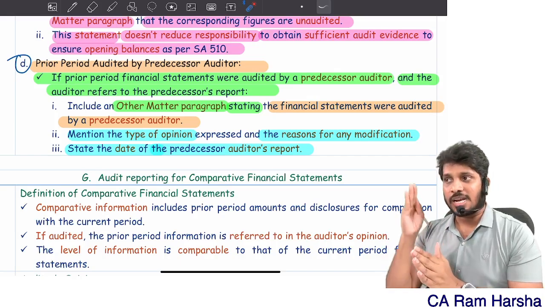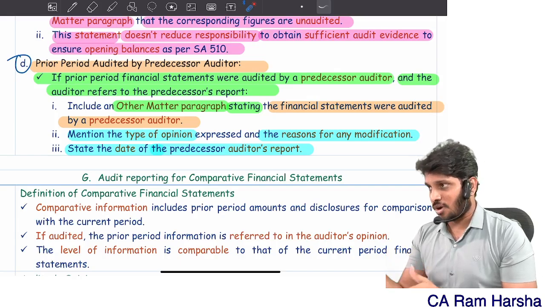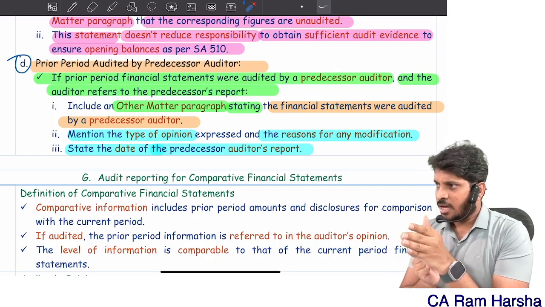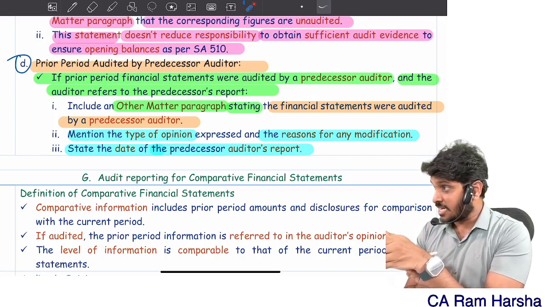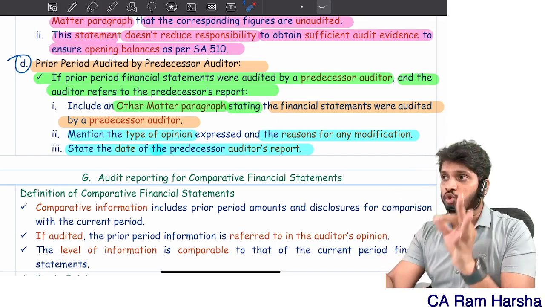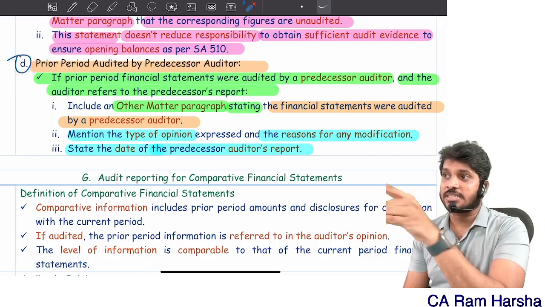Sir, last year financials were audited by the predecessor auditor. State that they were audited by the predecessor auditor in the other matter paragraph. Mention what type of opinion he gave, the reasons in case of a modified opinion, and the date of the audit report. These are the disclosure requirements. This D point is what they asked in the exam.